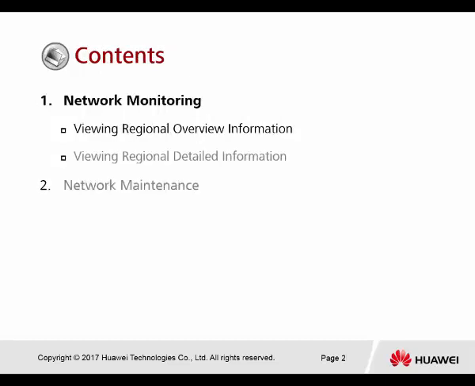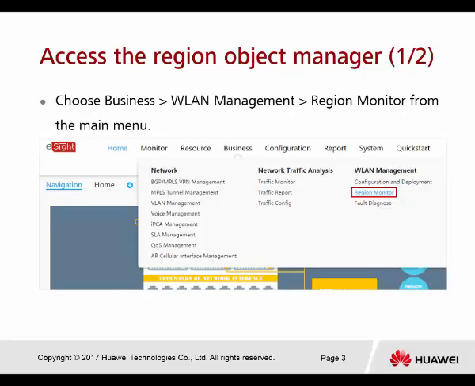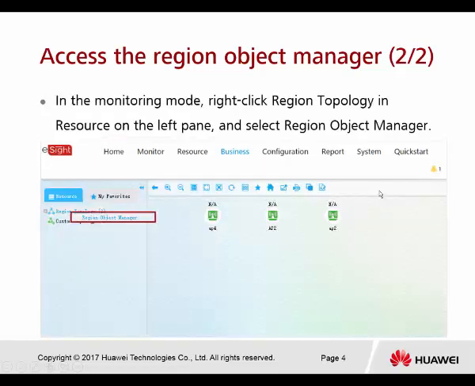Content number 1, network monitoring. So we begin with viewing regional overview information. Access the region object manager. We can first go to the business, and then we look for the WLAN management. This is the place, the region monitor. So we click on this one first, and it will bring you to another page.